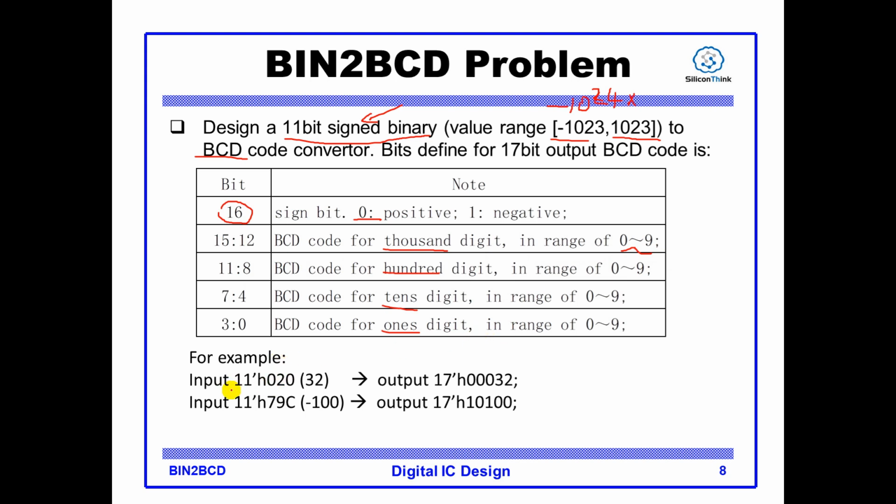For example, if you input the 11 bits hex 0 to 0, that is 32 in decimal, then the output will be 16 bits hexadecimal of this number. The sign B, this is the sign bit, and this is the 4 bits for ones. This is the 4 bits for tens, and this is the 4 bits for 100, and this is the 4 bits for 1,000. And in this case, this bit will be in the value range of 0 to 1.